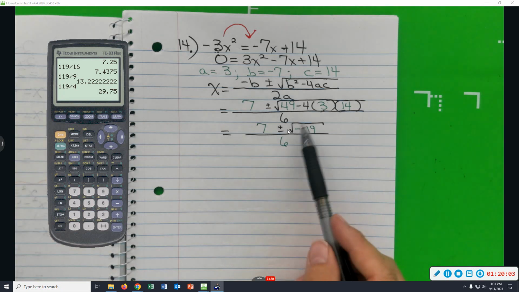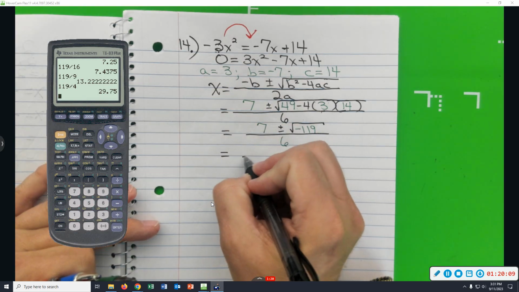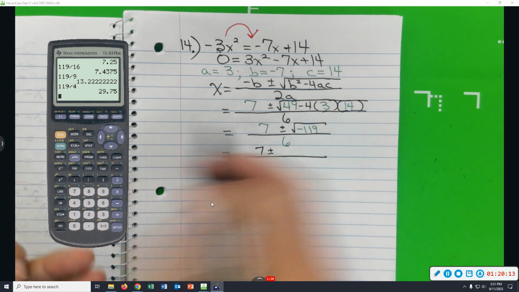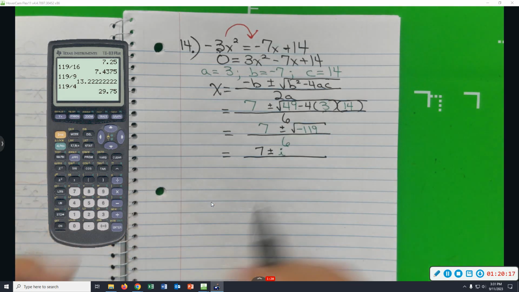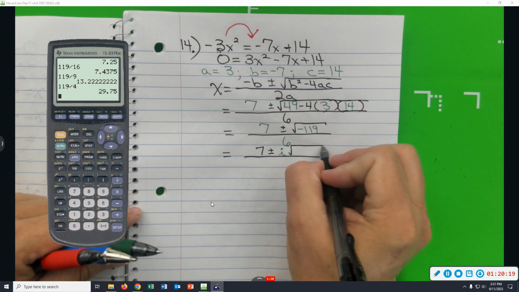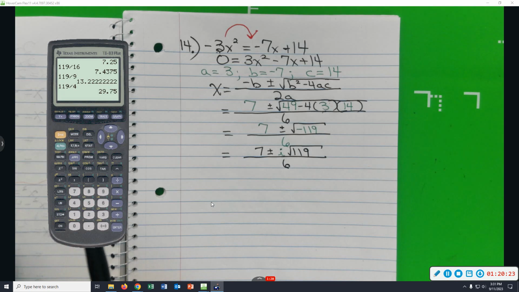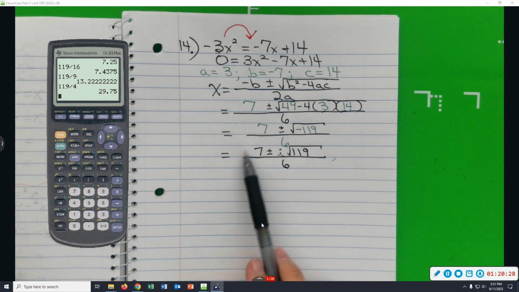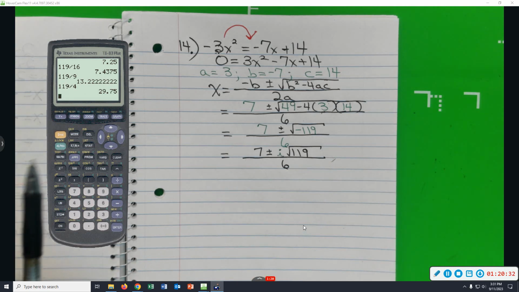Okay, so we'll bring that negative out. So we're going to have 7 plus or minus. That negative becomes i, square root of 119, all over 6. There was a day and there was a time when my math lab would accept this answer, but last semester it didn't.